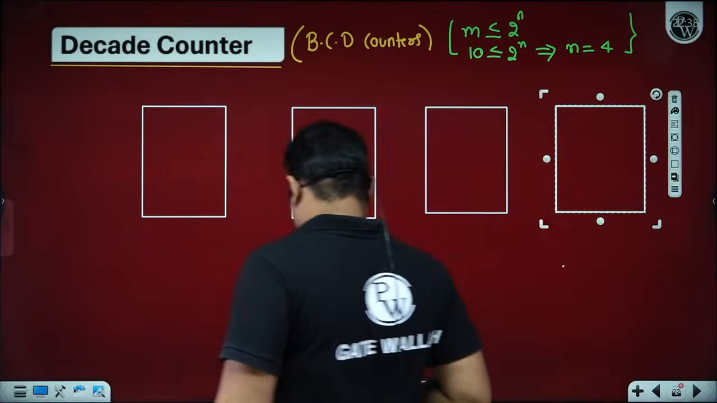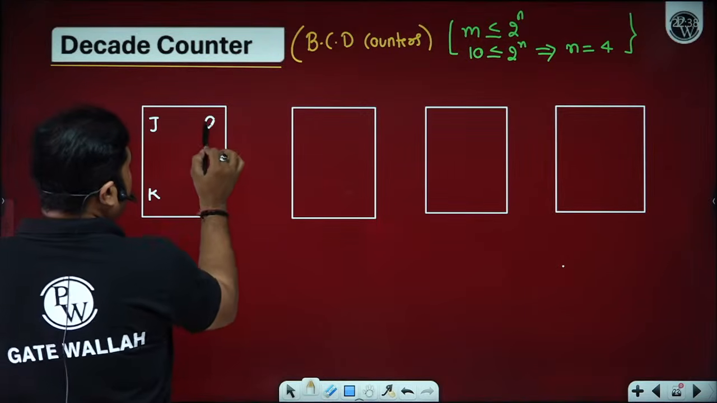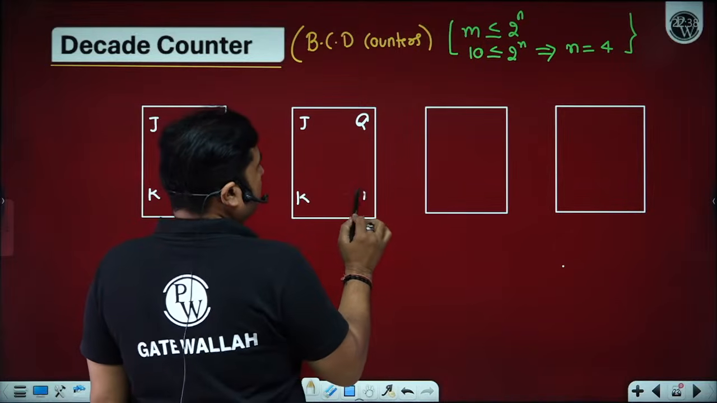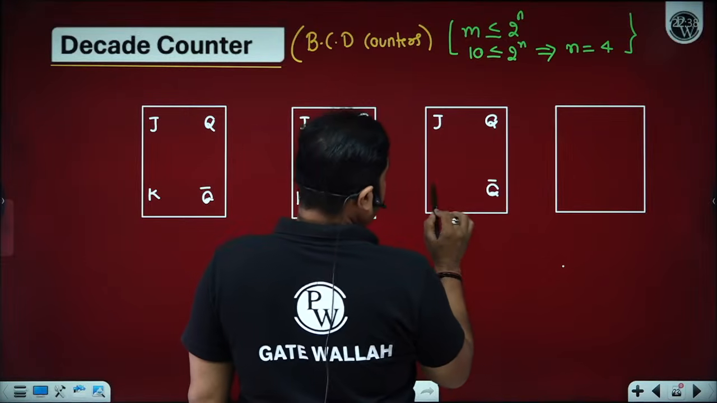Either you can use a JK flip-flop or a T flip-flop. So let me show you a JK flip-flop now. A JK flip-flop having J equals to 1 and K equals to 1 is the same as a T flip-flop having T equals to 1.